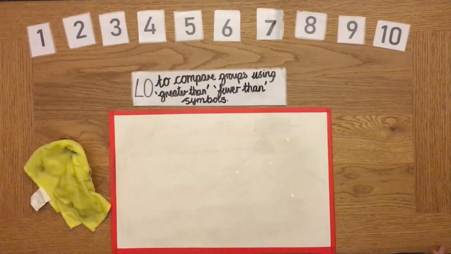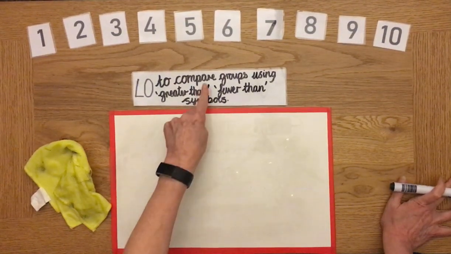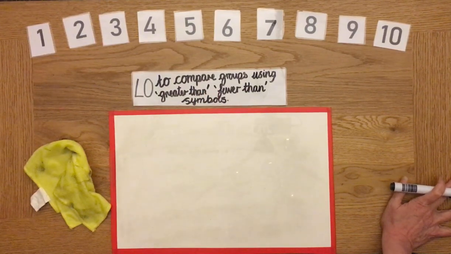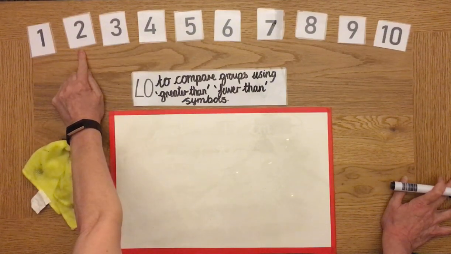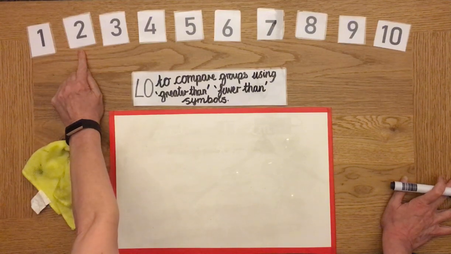And welcome back. We're going to be comparing some more groups. But first of all, we need to warm up our brains. Last time we did one more and one less. So we're going to keep doing that. If I point to a number, can you tell me what's one more and what's one less?